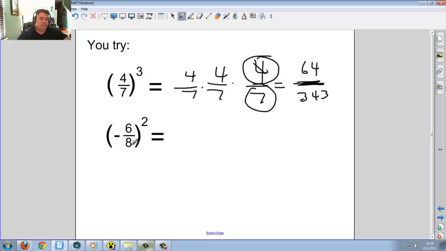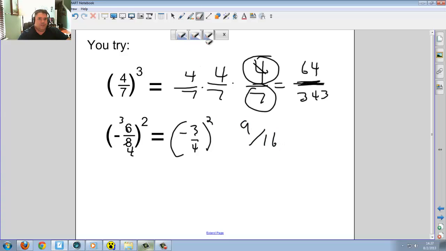Here, -6/8 squared. Before we do anything else, because you're doing it inside the parenthesis, you can divide by 2 first. In other words, I can divide both of these by 2 and get 3 over 4. So I'm going to get -3 over 4 squared, and you get 9 over 16. Very nice.